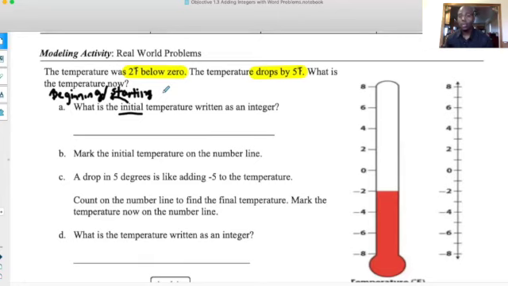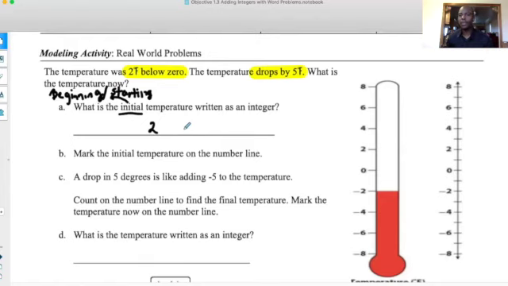So when you read a word problem, try to think about, okay, what is it telling me: now, then, present, past? Because that's going to help you really understand where the beginning was and then where it is now. In this case, that word is telling you at the beginning, it was 2 degrees below zero. So 2 degrees below zero, do I write that as a 2?